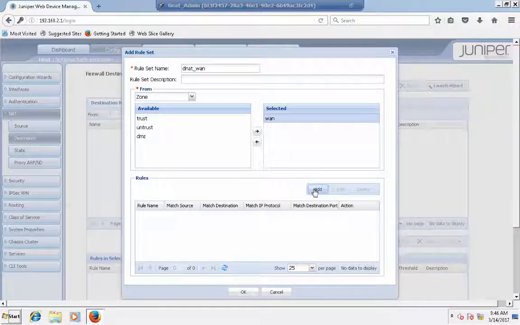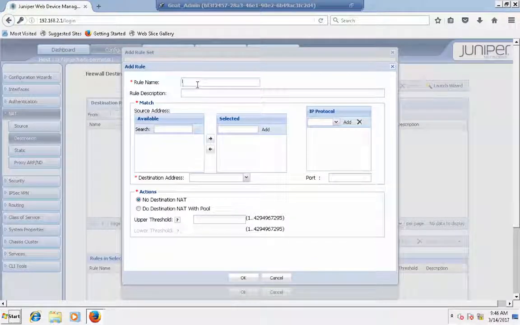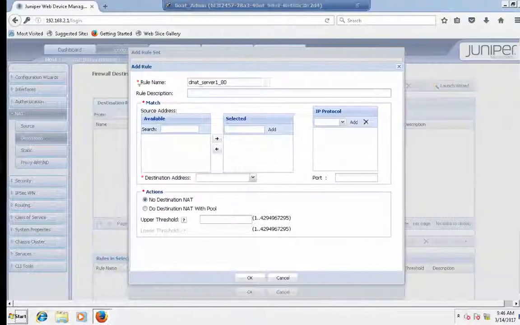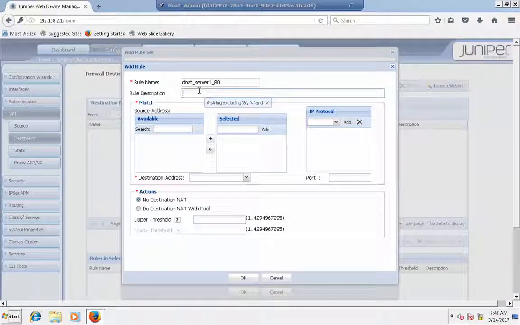So either way, you can hit OK, or we can just add the rules in here. It doesn't really matter. So for this very first one, we had DNAT server 1 on port 80, right? I think that was our objective. So we NAT the internet to server 1 on port 80. When we're looking at this, do we know the source of the traffic? No, we don't know the source because it's coming from the internet. So you can, I think, technically leave it blank or enter the wildcard subnet in there.